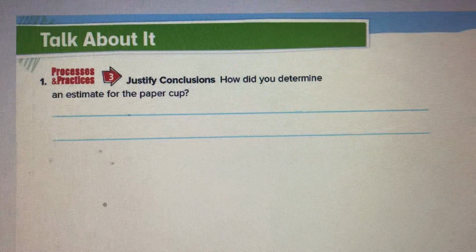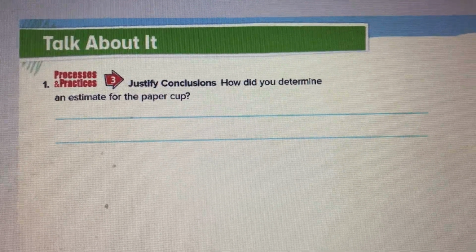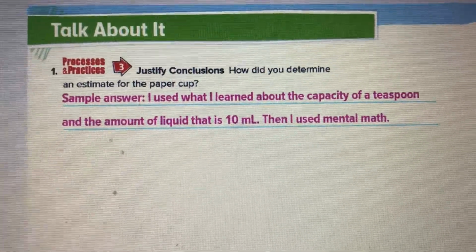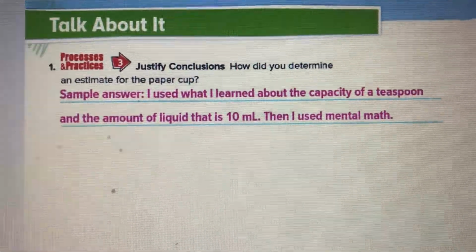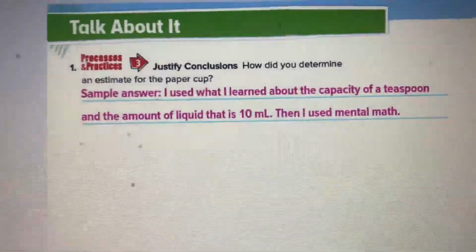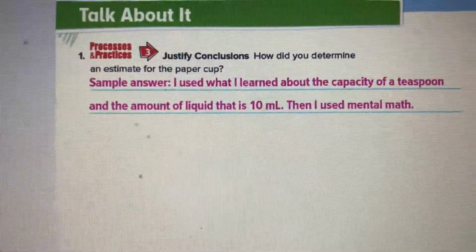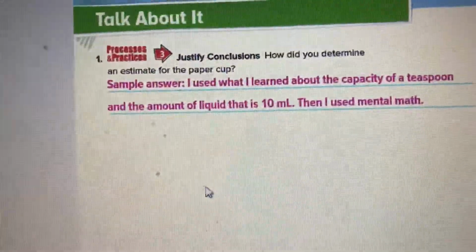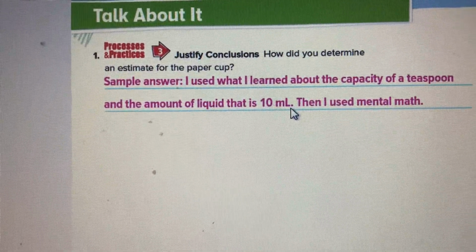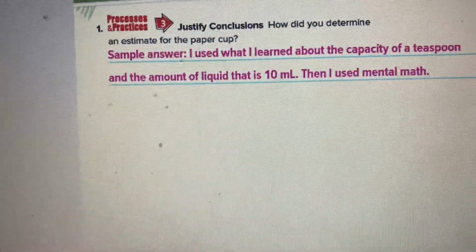Okay, how did you determine an estimate for the paper cup? You probably guessed. You used what you learned about the capacity of a teaspoon and the amount of liquid that was in 10 milliliters. Then you used mental math, which is another fancy word for guessing, maybe. When we write milliliters, you notice it's a lowercase m, uppercase L. Try to remember that.